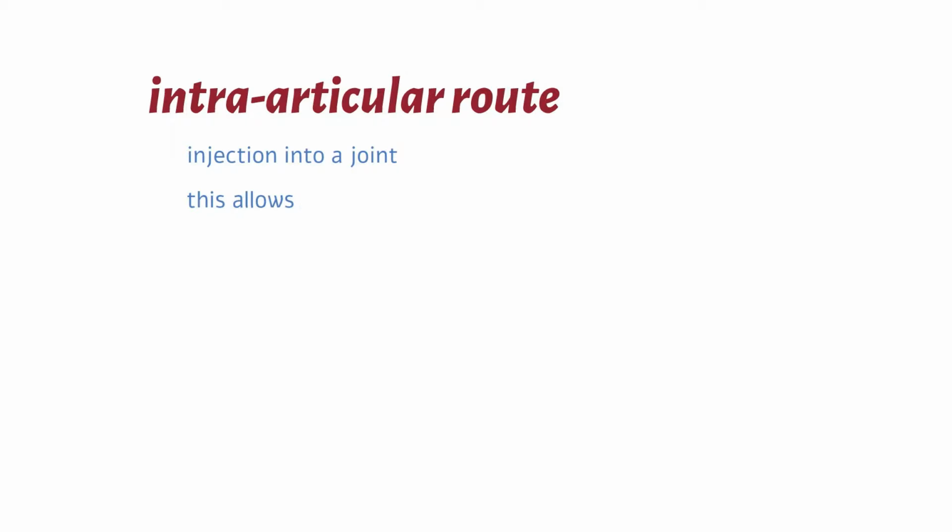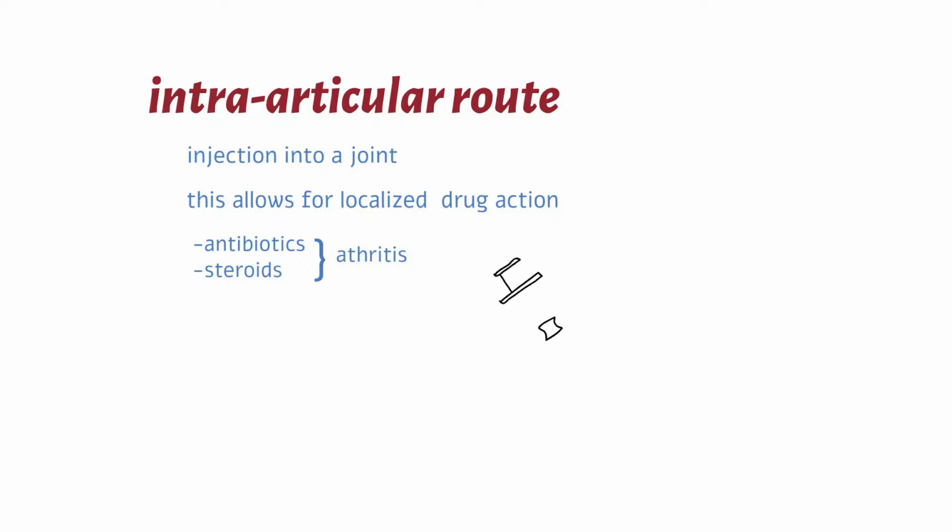The intraarticular route is another form of parenteral administration, and this involves injection into a joint. This allows for localized drug action. Antibiotics and steroids are usually administered via this method in arthritis. Well, those were the parenteral forms of administration.